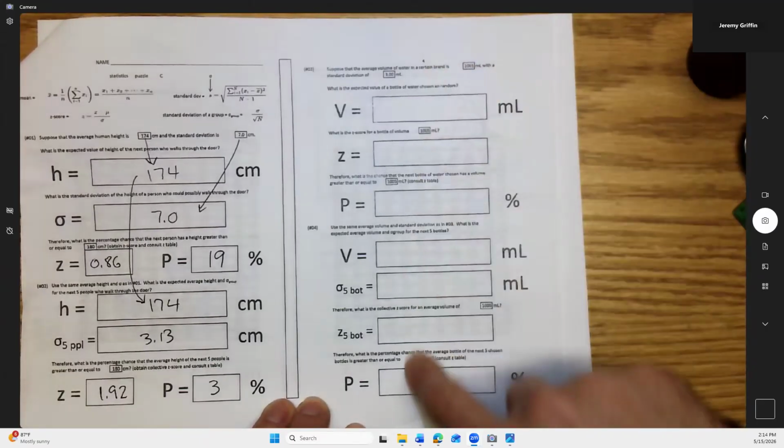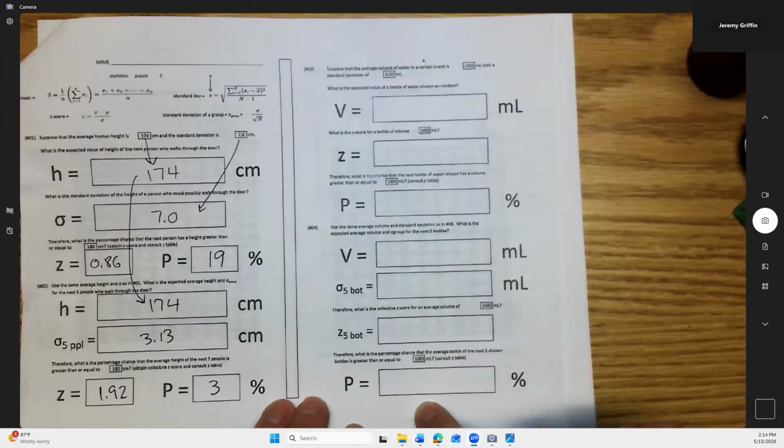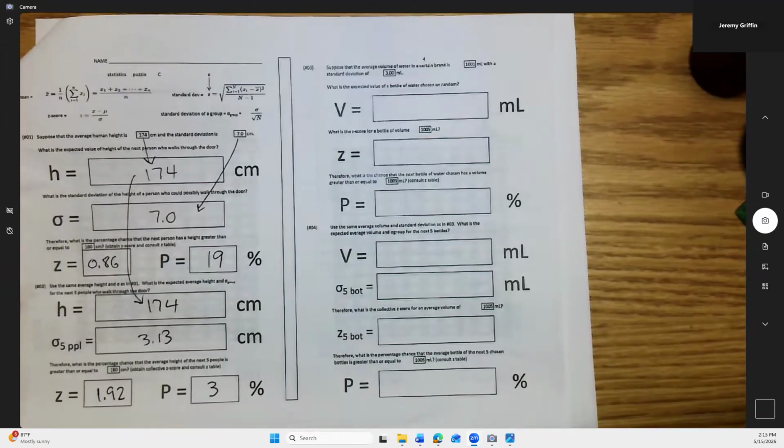So here's what we did. For this number 3 and this number 4 here, the story of filling bottles with water, I will leave that to you guys and the rest of the class. And I'll walk around and help you guys out. When you finish those, you can turn those into the gray tray.